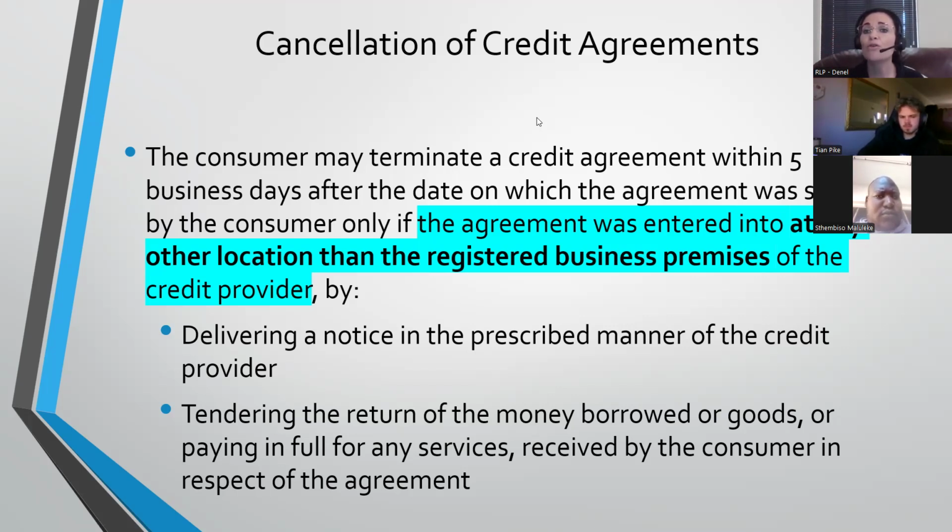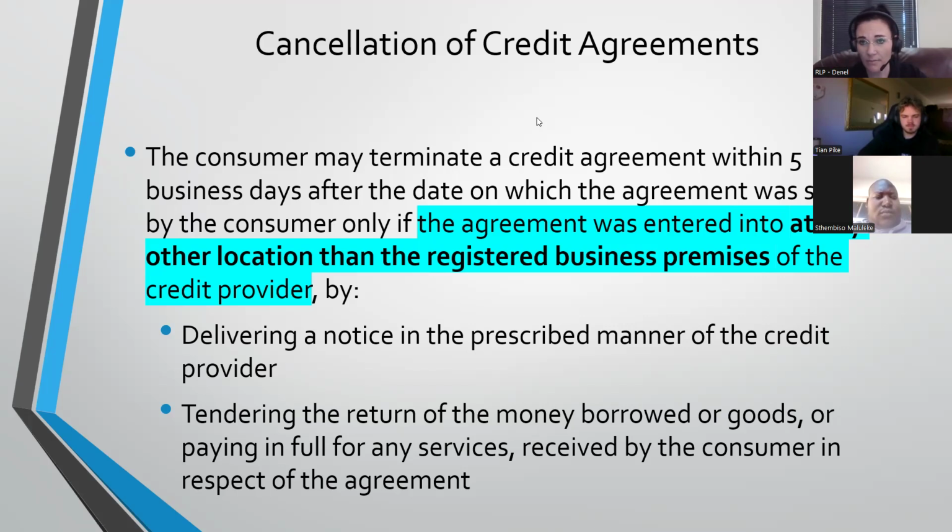They refer to the cooling off period, guys. It gives them time to cool off to decide if they still want to enter it. But it's only applicable if they entered into the agreement at any other location than the registered business premises. Does it make sense?